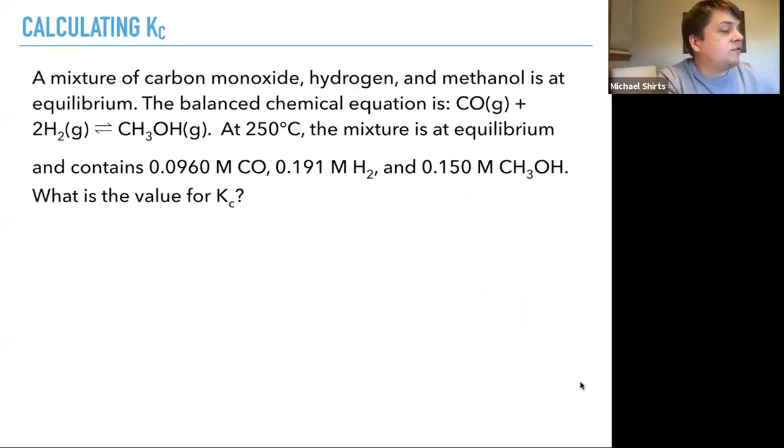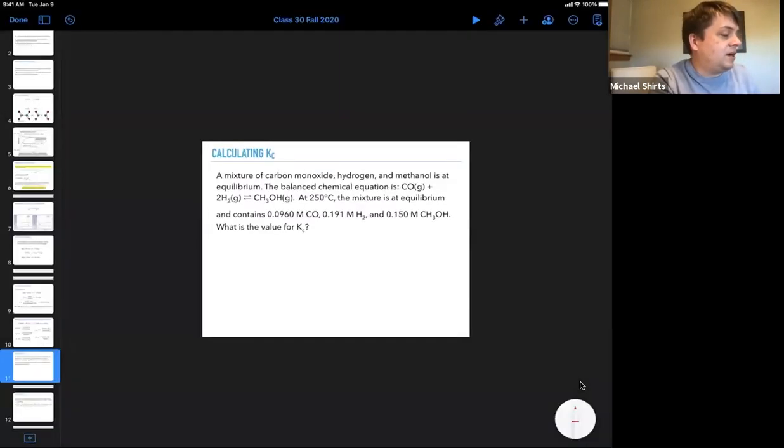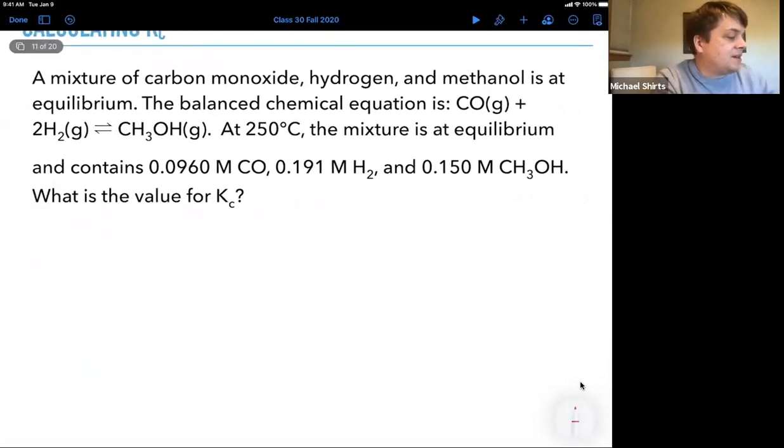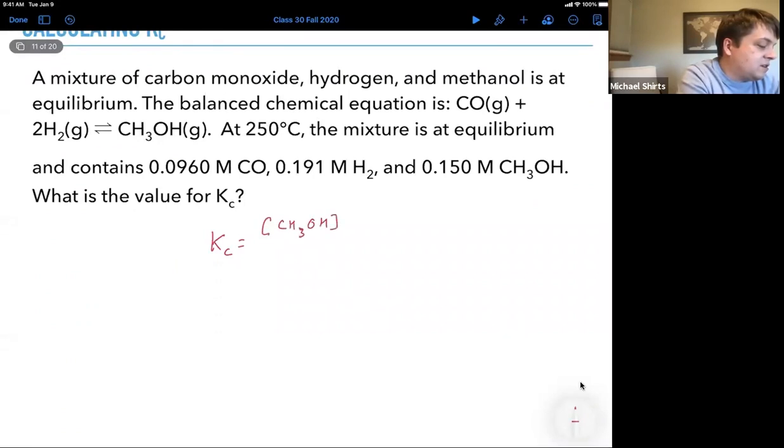Let's do some examples as well. So we've got a mixture of carbon monoxide, hydrogen, and methanol at equilibrium. The balanced chemical equation is carbon monoxide plus 2H2 goes to methanol. At 250 degrees C, the mixture is at equilibrium and contains these concentrations. What's the value for Kc? Well, this is pretty straightforward to figure out, because all we need to do is write out the expression: concentration of methanol divided by concentration of carbon monoxide times concentration of hydrogen squared.